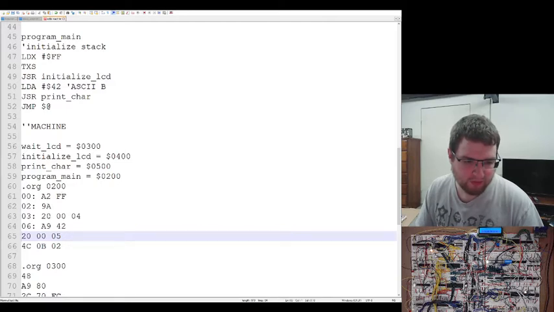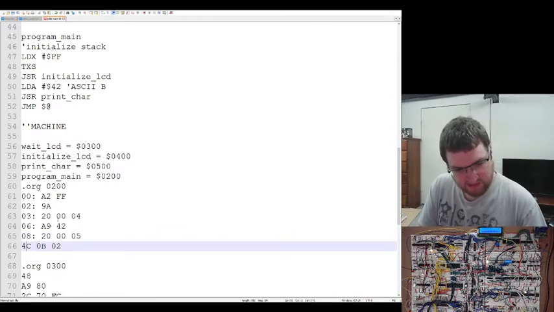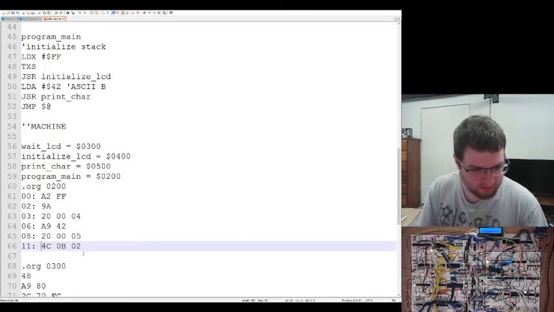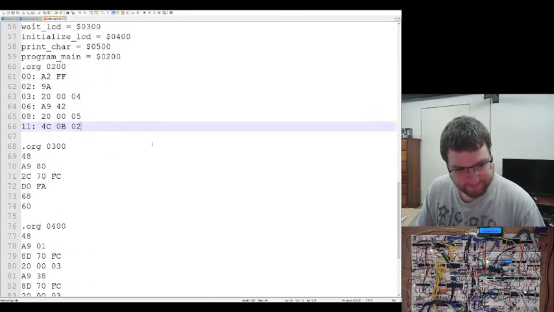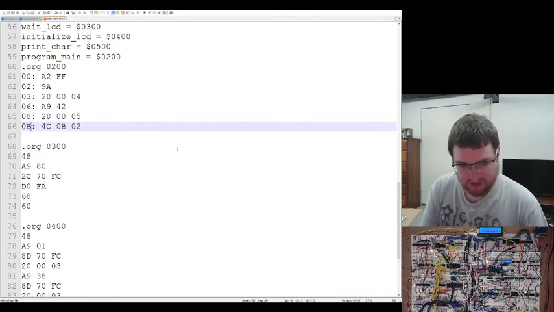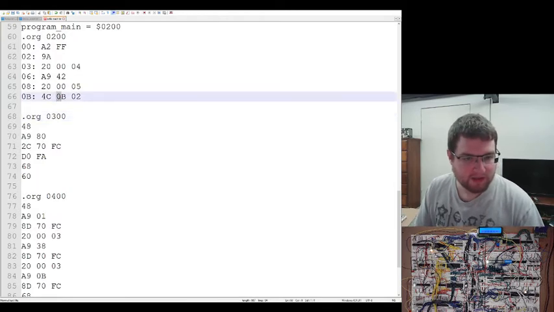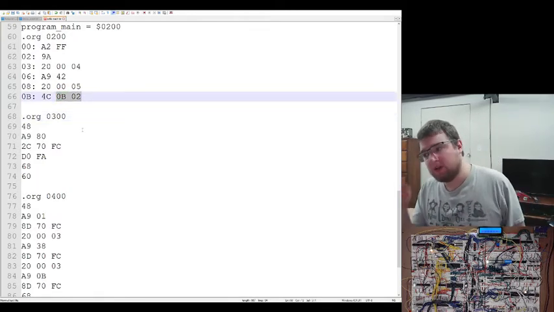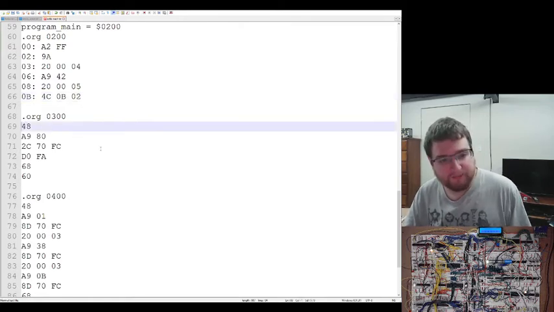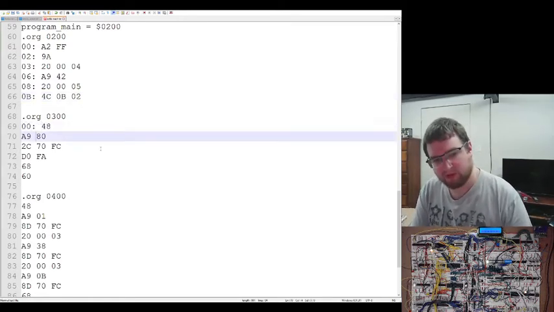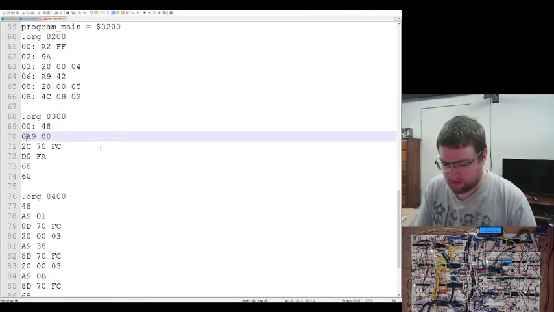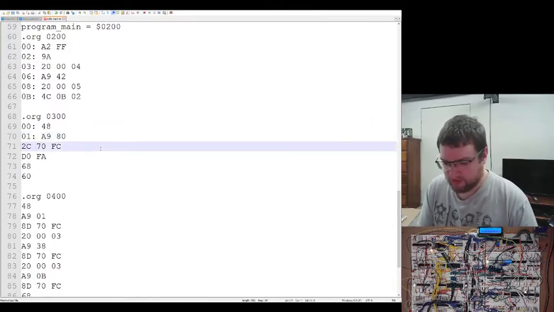0, 1, 2, 3, 4, 5, 6, 7. Yep. This one starts at 8. 8, 9, 10, 11. Oh, this is not 11 though. This is B. Okay, and we jumped to 2B. That makes sense. So that is all correct. And I'm going to just start doing this in my program so that it makes jumps easier. It makes everything just easier.